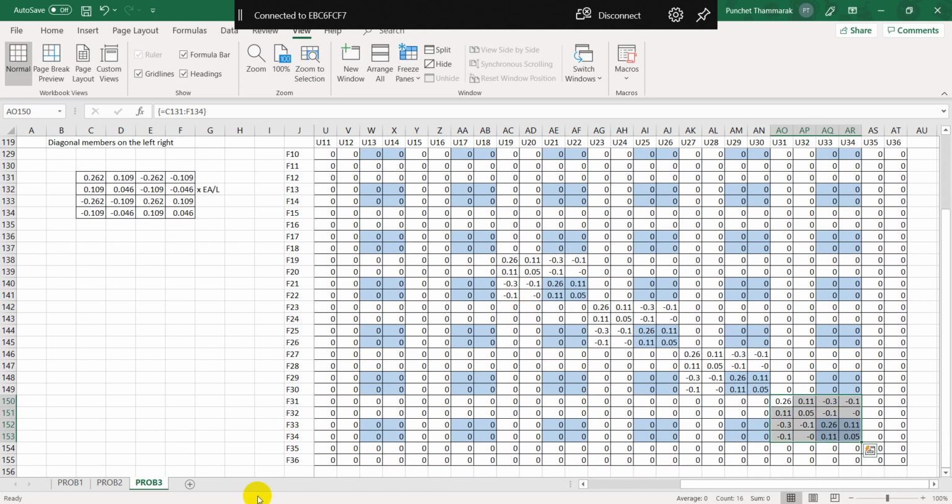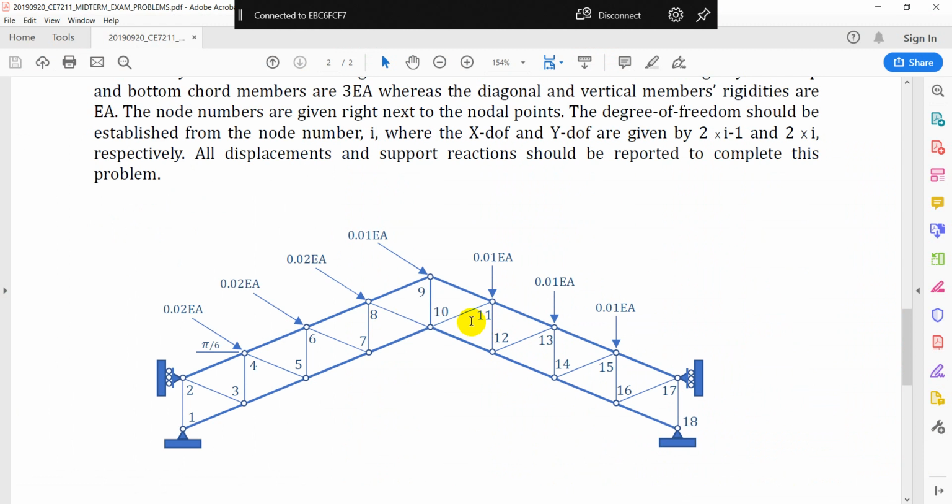Done for the diagonal member on the right. Now the last one is the vertical member. I switch this. Okay, 1 2 3 4 5 6 7 8 9 10 11 12 13 14. Okay, fine.